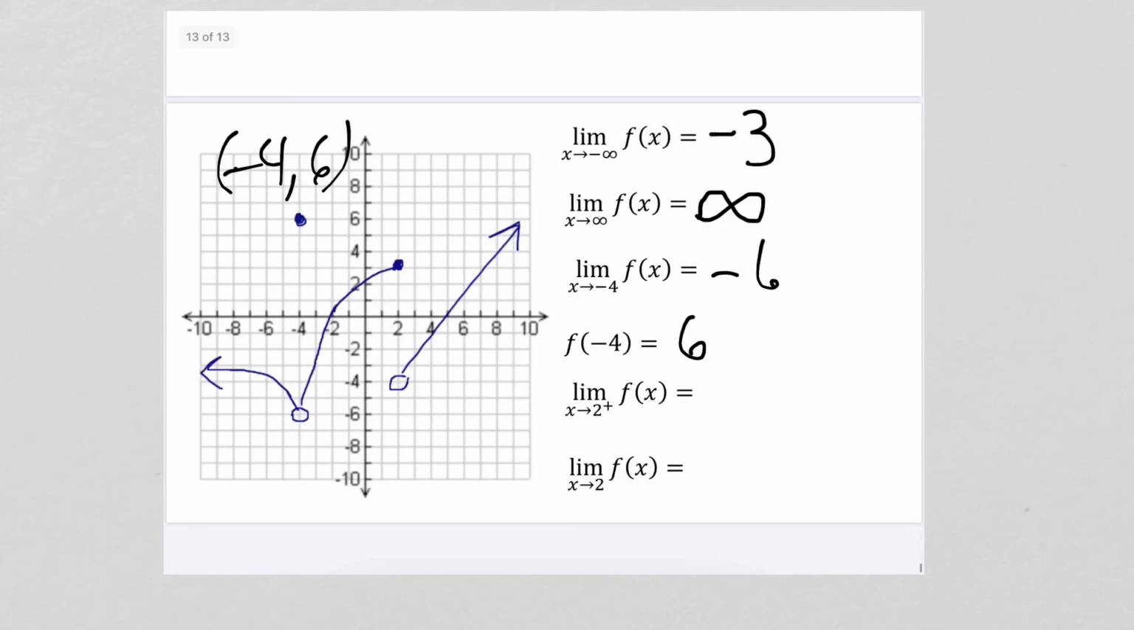Okay, what about the limit as x approaches 2 from the right? Here's x equals 2. From the right, we're approaching -4. Okay, what about 2 from the left? Here's x equals 2. As we approach from the left, we're approaching +3. Okay, that's it. And now you have just a little bit more Desmos to finish up here.